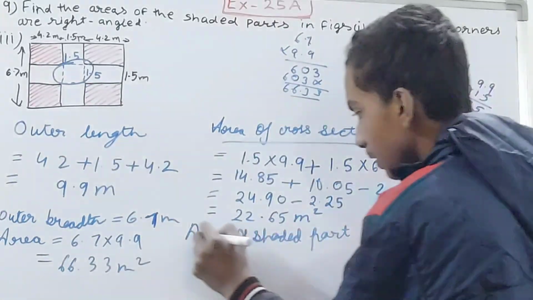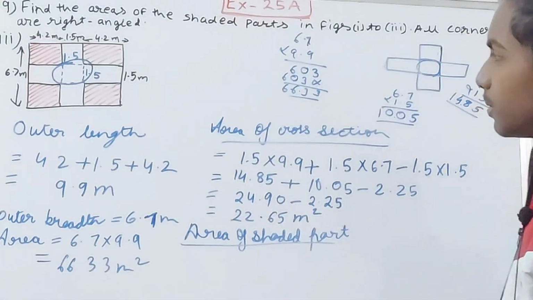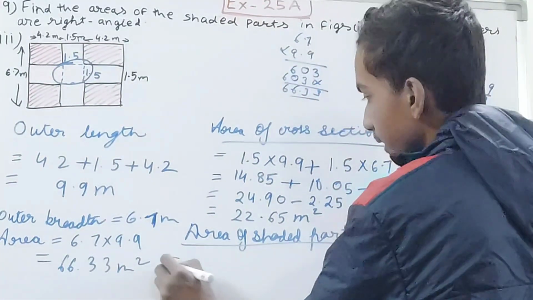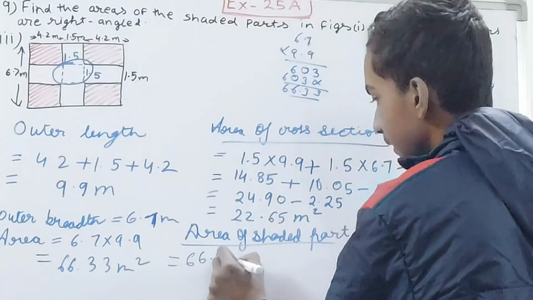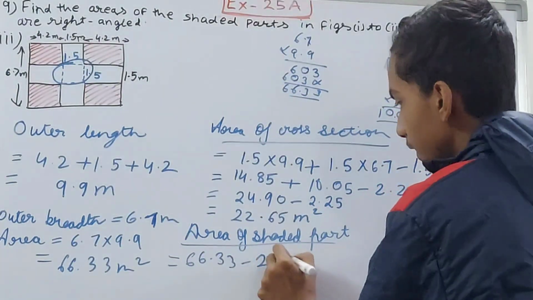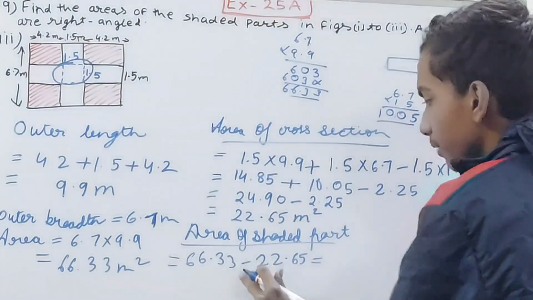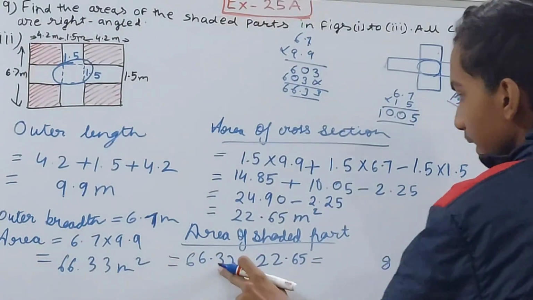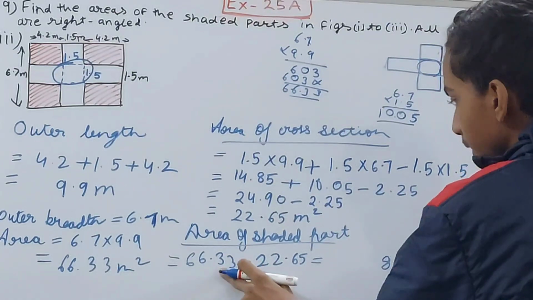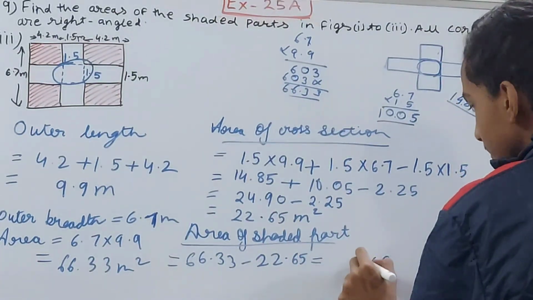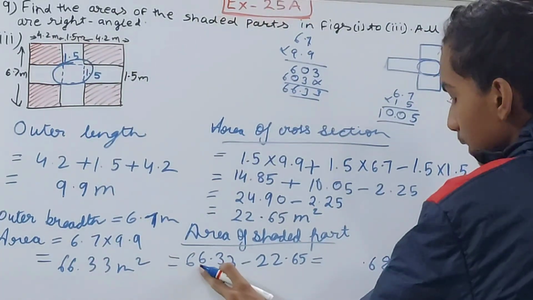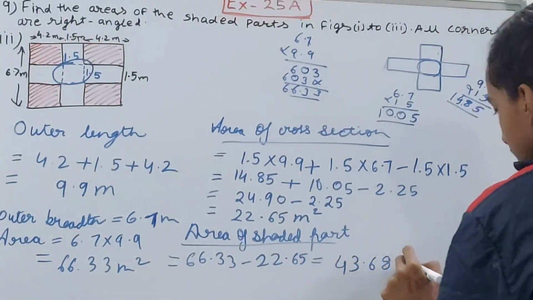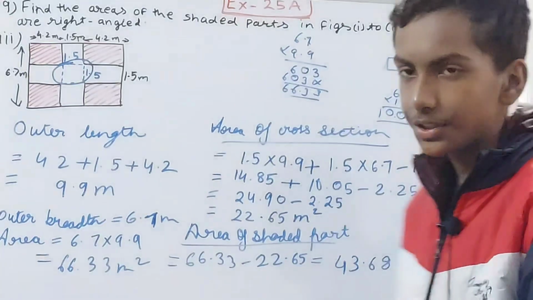Now comes the area of the shaded part, and the last step of this. For that, we are going to subtract this area from this area. So do that. You'll have 66.33 minus 22.65, 13 minus 5, 8, right? So this is going to be 12 minus 6, so again 6 point over here. This is your 5 minus 2, 3, and 6 minus 2, 4, 43.68 square meters. This is the area of the shaded part.